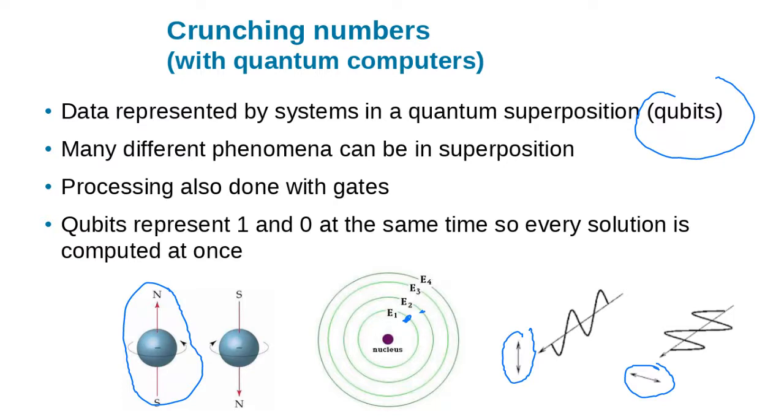And then because these qubits can be a 1 and a 0 at the same time, in a sense they can try every solution in one go. So this means that we can solve certain problems almost instantly with a quantum computer.